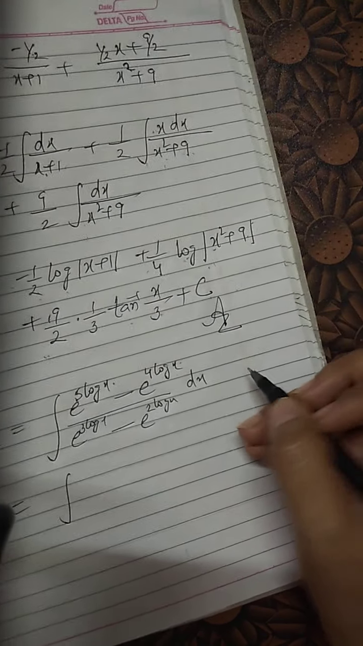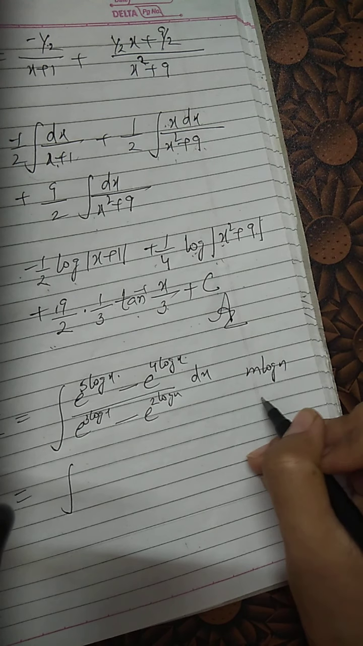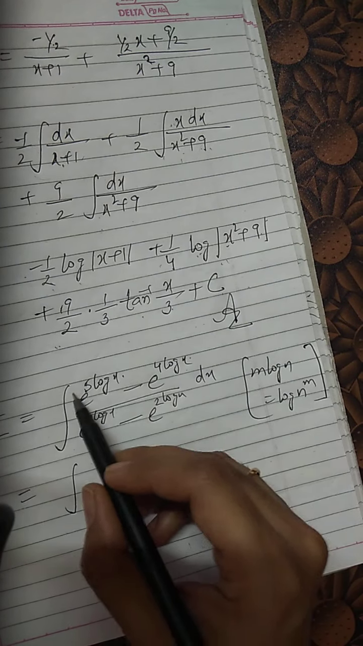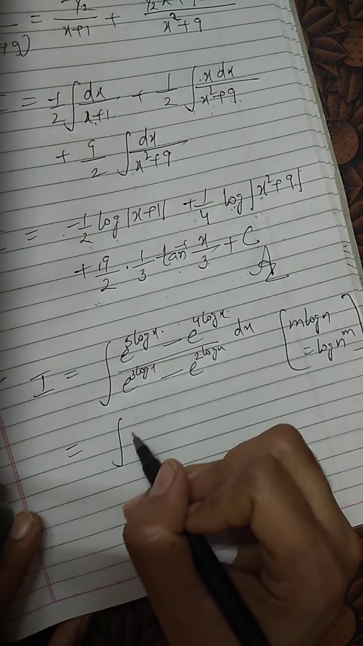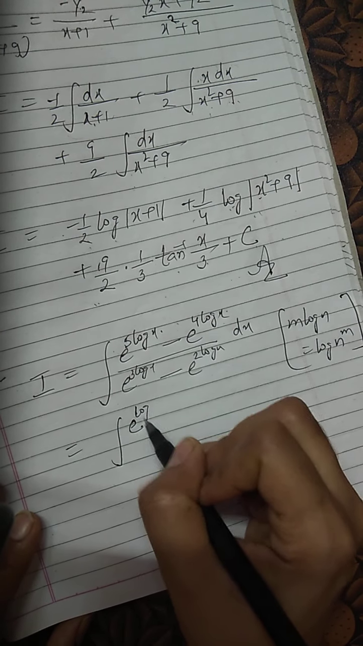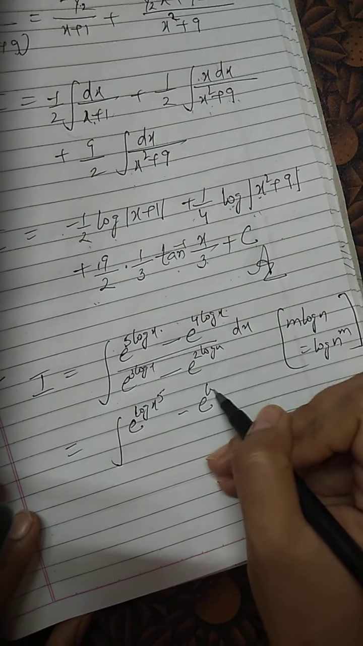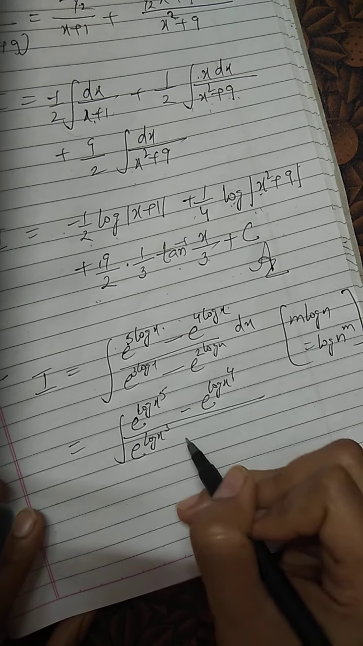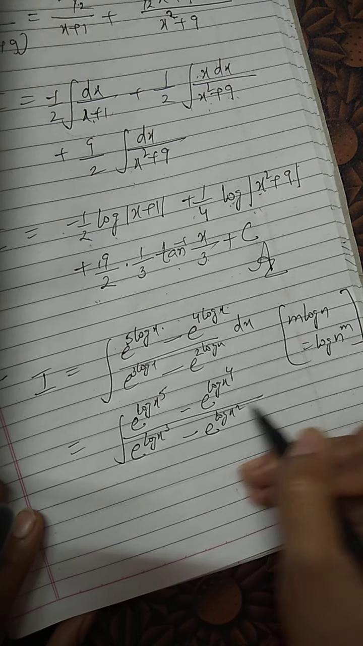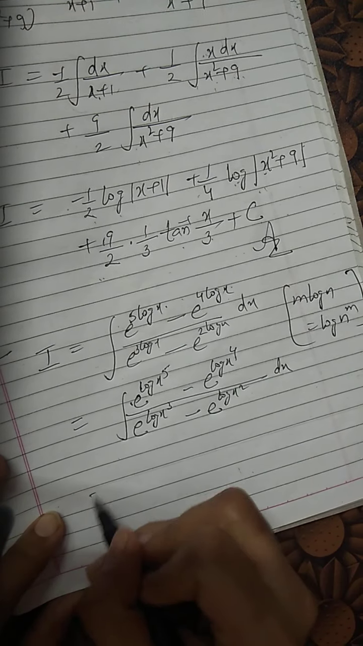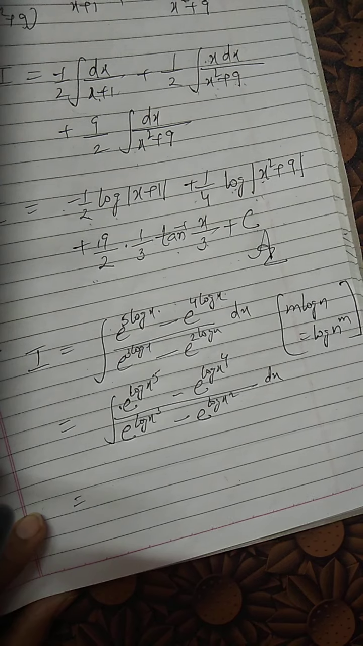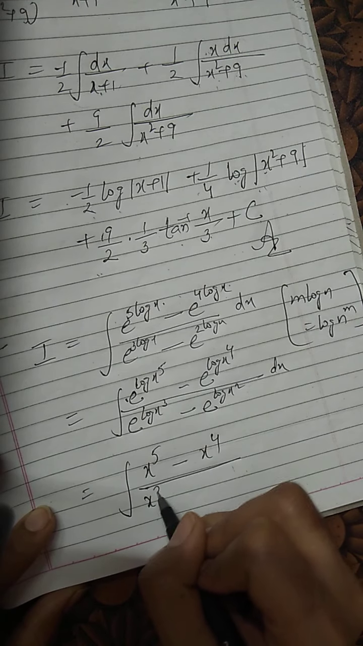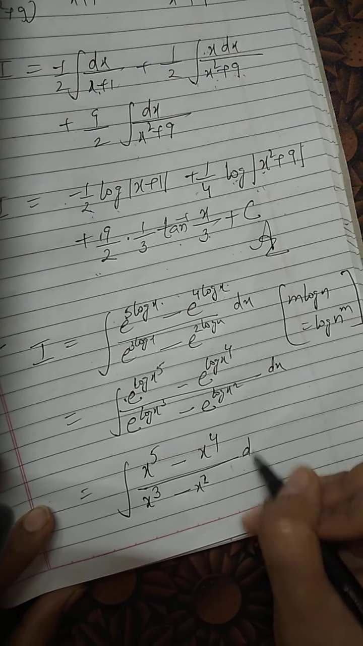Okay, so 5 log x, 4 log x. If I apply the formula here, we have m log n is equal to log n raised to power m. So this formula we will apply in every exponent, and we will get e raised to power log x raised to power 5, e raised to power log x power 4, then e raised to power log x cube minus e raised to power log x square dx. E power log, they will cancel, and we are getting here x raised to power 5 minus x raised to power 4 upon x cube minus x square dx.